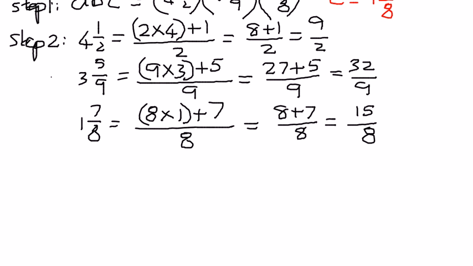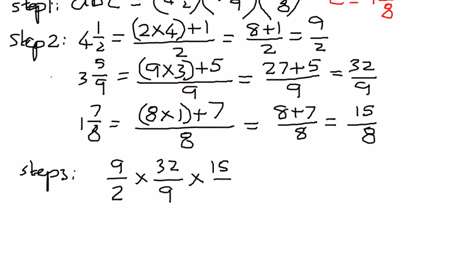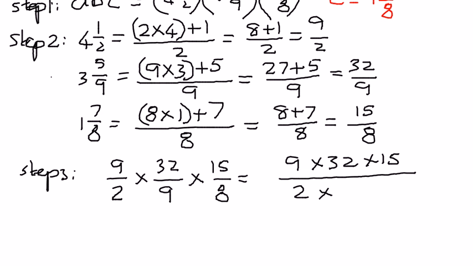these fractions. So as step number 3, we're going to put all of these together and then write it out as 9 times 9 divided by 2 times 32 divided by 9 times 15 divided by 8. So we can multiply the numerator parts, 9 times 32 times 15, and then multiply the denominator parts, 2 times 9 times 8, like that.